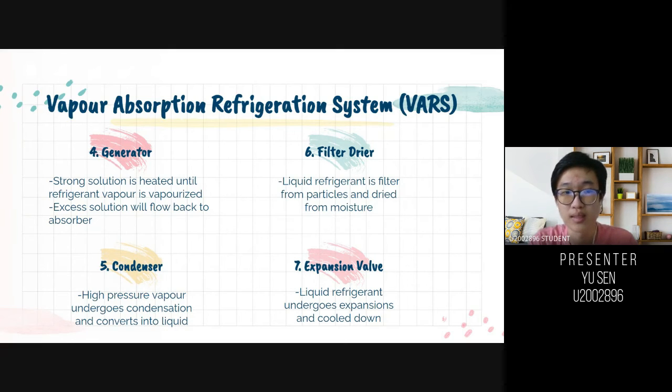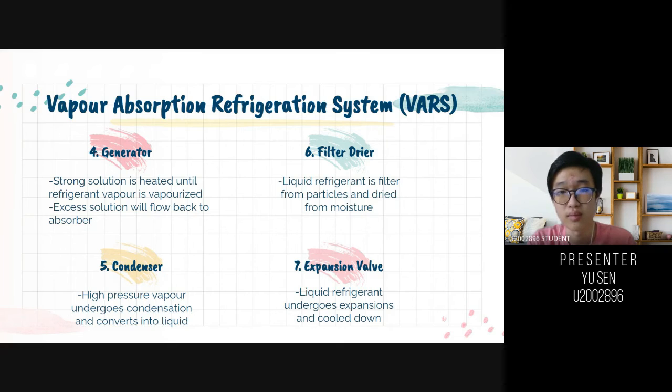At the same time, the water will be changed into water vapors, but the entrance of water vapors into VARS will cause damage to it. Hence, an analysis is needed in the generators to prevent the entrance of water vapors into VARS. Next, the excess weak solutions will flow back to the absorbers through the pressure reducing valve.